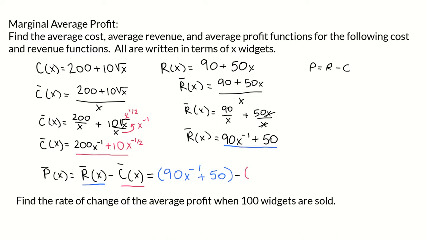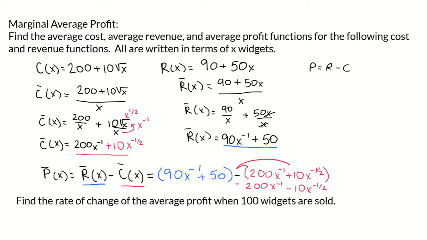We're subtracting the whole function, so I'm going to put it in parentheses. So 200 x to the negative 1 plus 10 x to the negative 1/2. Put it in parentheses just to remind us that we subtract both of the components of this second function, so we're going to subtract 200 x to the negative 1 and subtract 10 x to the negative 1/2.